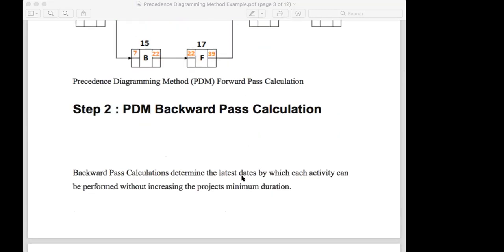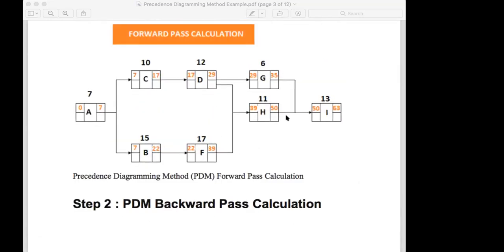Backward pass calculation determines the latest dates by which each activity can be performed without increasing the project minimum duration. Again, that minimum duration is the critical path. We didn't calculate the critical path.